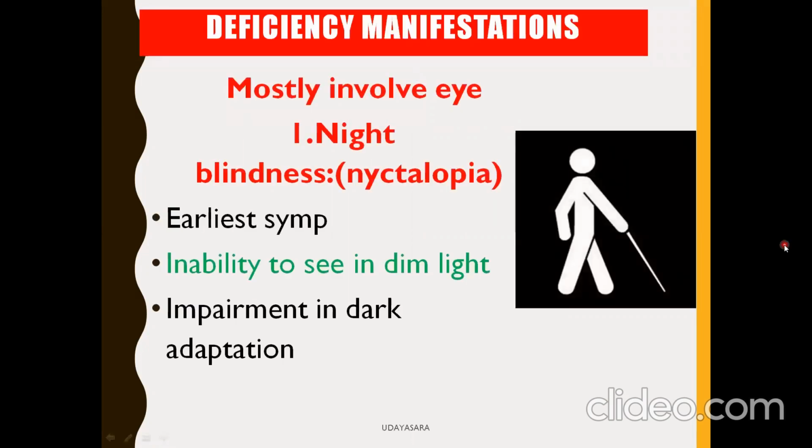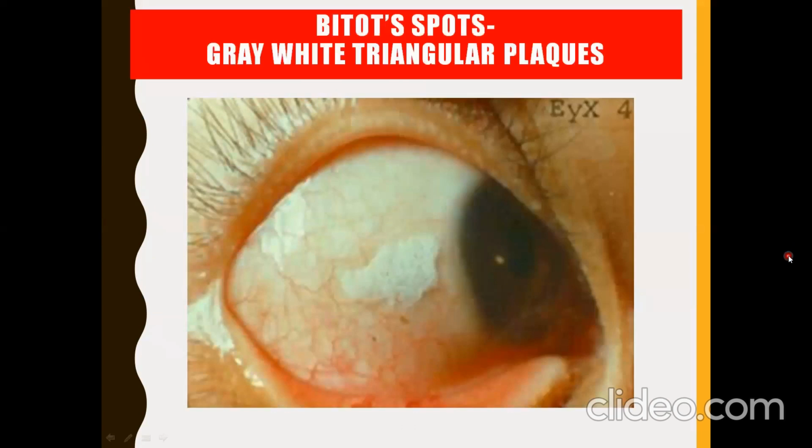Till now, we have seen the biochemical functions. Next, we see the deficiency manifestations of vitamin A. First, mostly it involves the eye. The first change is night blindness, otherwise known as nyctalopia. This is the earliest symptom of vitamin A deficiency, in which the patient is not able to see objects in the dim light. So there is impairment in the dark adaptation. The first change is nyctalopia.